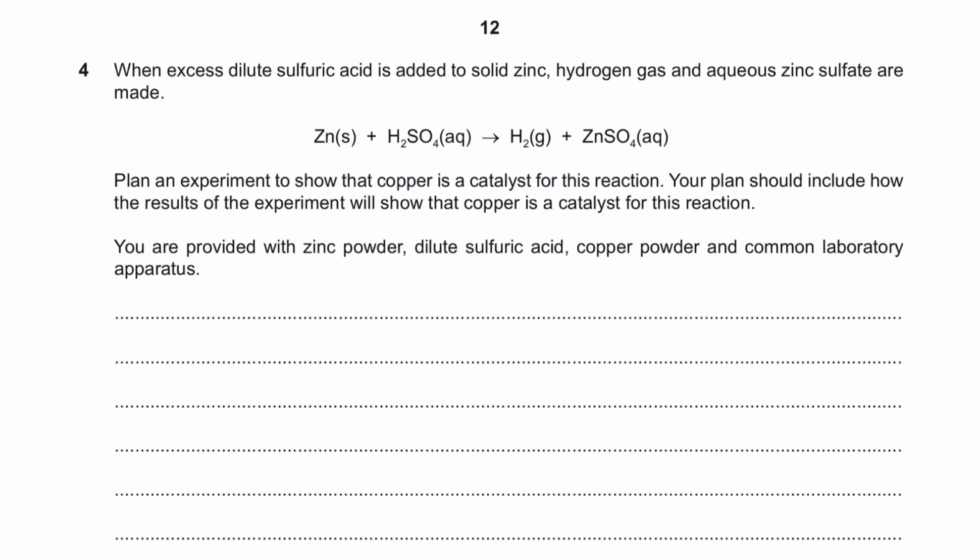Next, question 4. When excess dilute sulfuric acid is added to solid zinc, hydrogen gas and aqueous zinc sulfate are made. And this is the equation given. You are required to plan an experiment to show that copper is a catalyst for this reaction. Your plan should include how the results of the experiment will show that copper is a catalyst for this reaction. You are provided with zinc powder, dilute sulfuric acid, copper powder, and common laboratory apparatus.